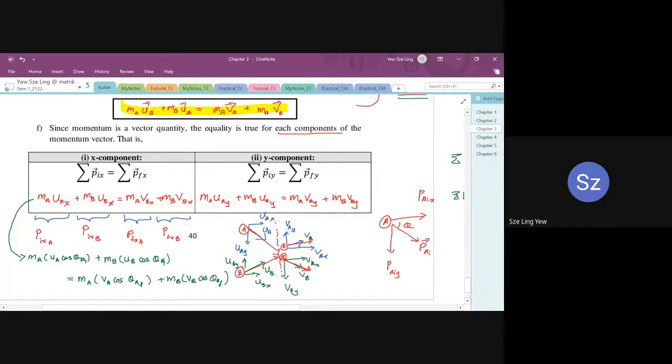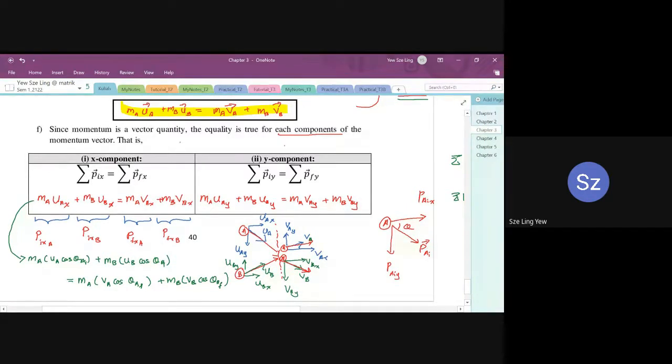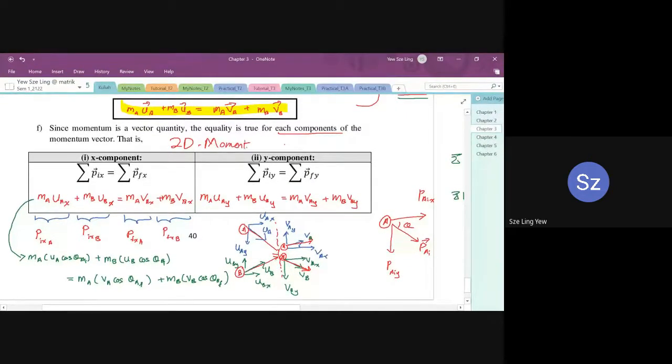All right, so this is for two-dimensional motion, 2D momentum. 2D momentum means that your object is not moving on the horizontal or vertical axis. Okay, it is moving in between X and Y component. So make sure you know when to use 1D motion and when to use 2D motion, and you will have more practice in your tutorial class.